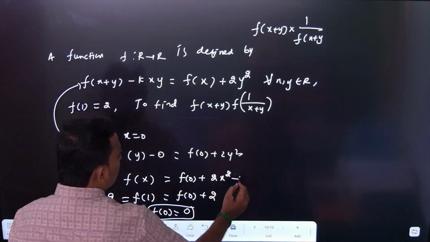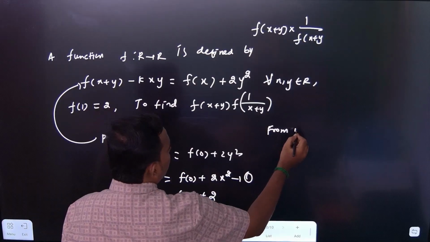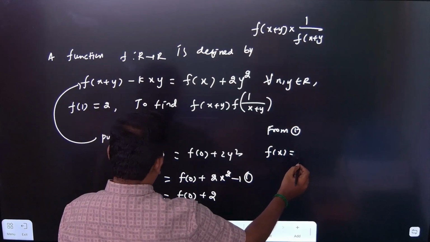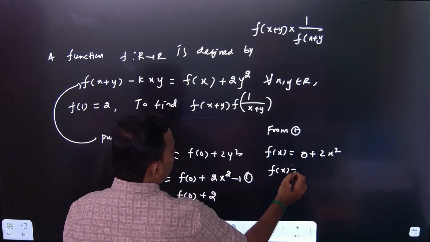Then how to write this function? Let us take this as 1. From 1, what can we write? So f of x is equal to what? f of 0 is 0, no? 0 plus 2x square. Therefore f of x is equal to 2x square.